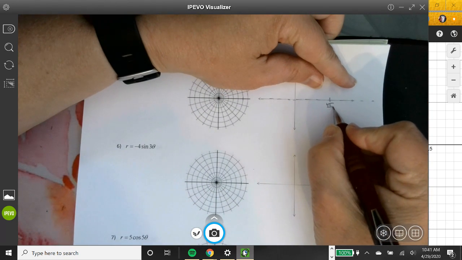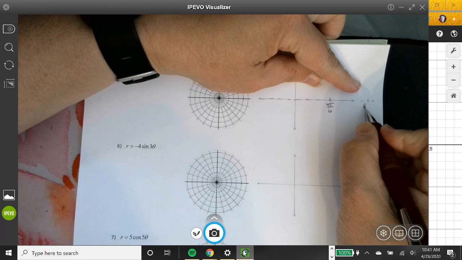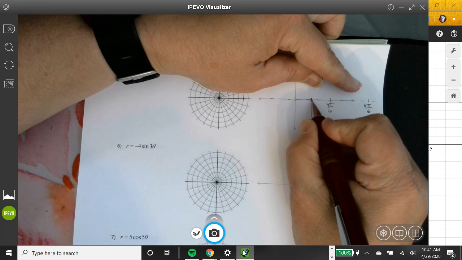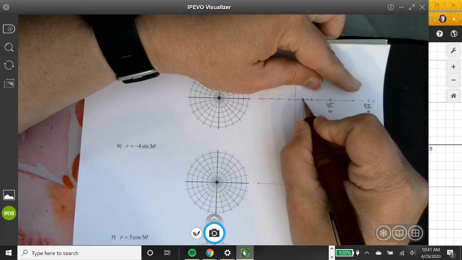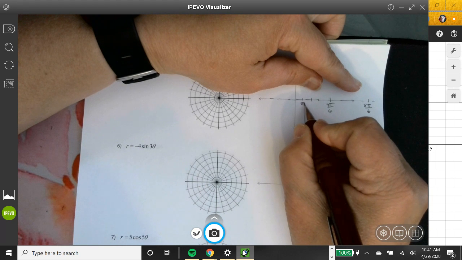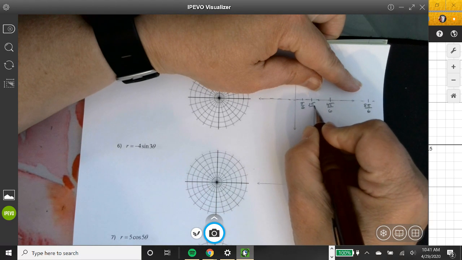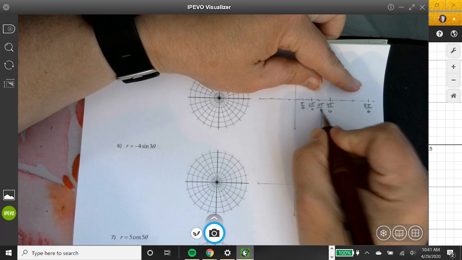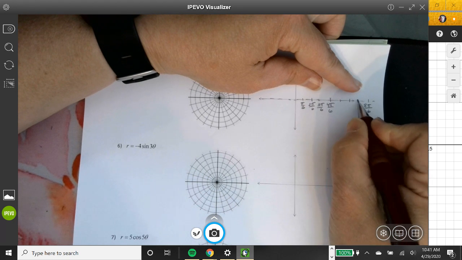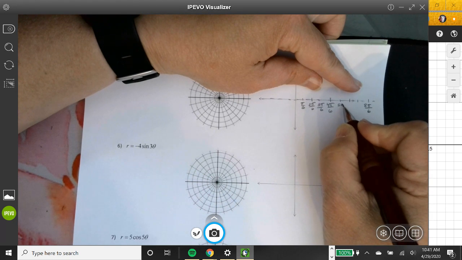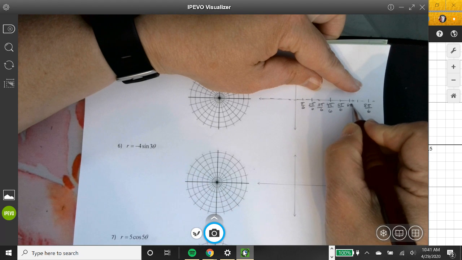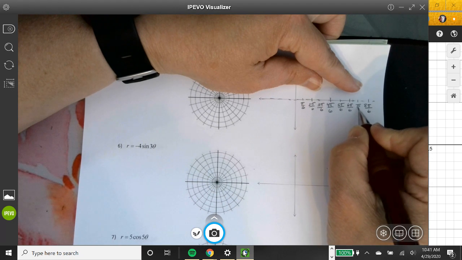4 pi over 6, and then 8 pi over 6 is the next period. And so we're going to go half, half, half, and this would be pi over 6, 2 pi over 6, 3 pi over 6, and then halfway, half, half. This would be 5 pi over 6, 6 pi over 6, and 7 pi over 6.